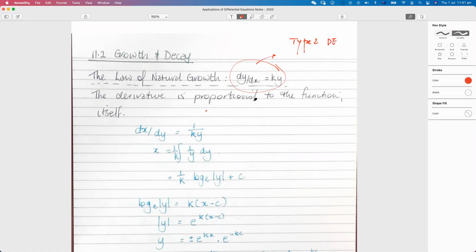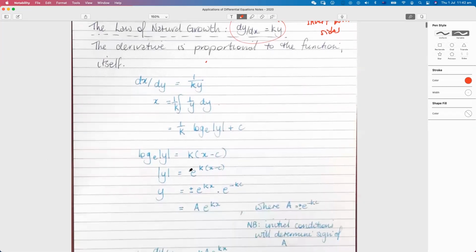To solve a type 2 differential equation, we know we're going to invert both sides. For example, here the derivative is proportional to the function itself. dx/dy is equal to 1 over ky. So to solve that, as I said, you invert both sides, and x is going to be equal to that. Don't forget this is the absolute value of y.